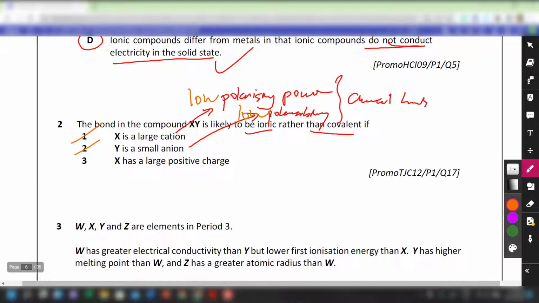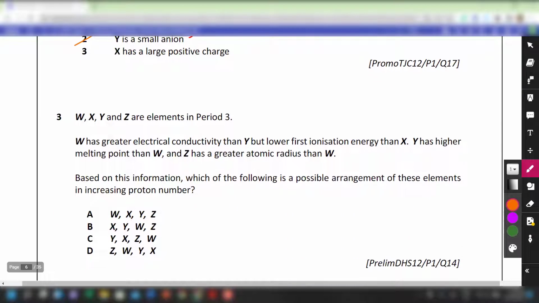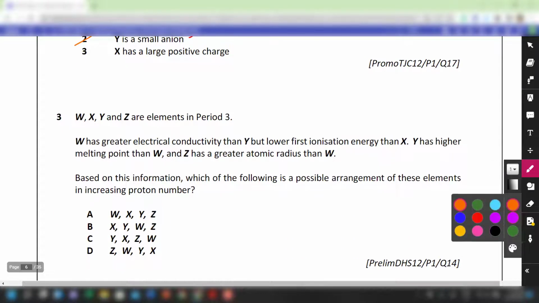Okay, and therefore ionic compounds containing fluoride usually have very low covalent character. Okay, next we look at question 3.